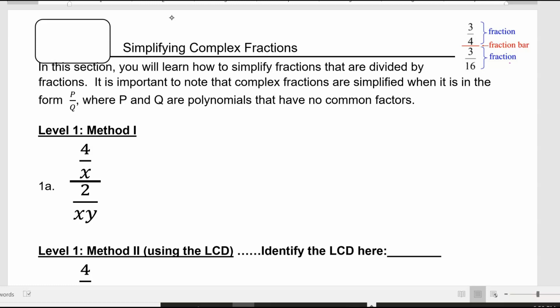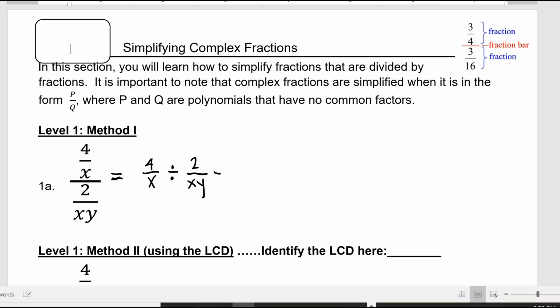So let's look at the first method for simplifying complex fractions. And I labeled it 1A. So if this is a fraction divided by a fraction here, we could rewrite this as 4 divided by x, and this little symbol here, which represents division, 2 over xy. So these are equivalent to each other, right? So you're more familiar with this division symbol right here and what to do from this point. Now, we can do this with simpler complex fractions. And there's a method 2 as well, but we're going to get to that in a second. It's better to use method 2 with more complicated complex fractions.